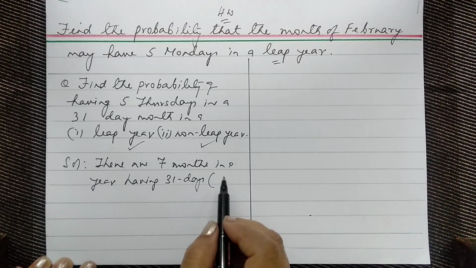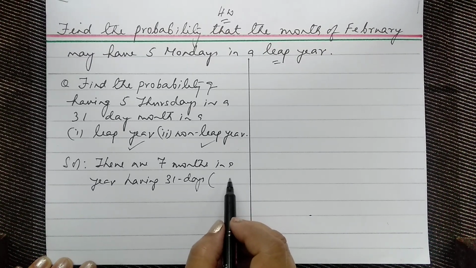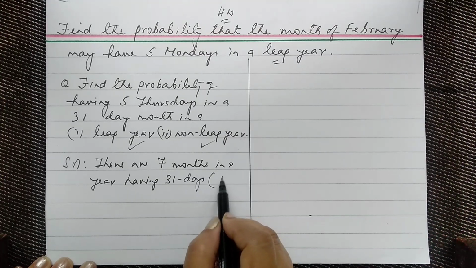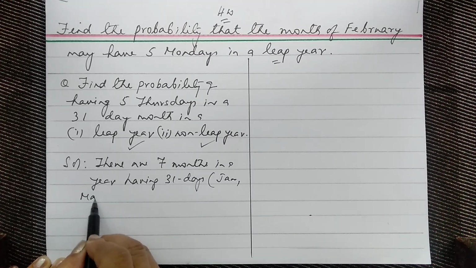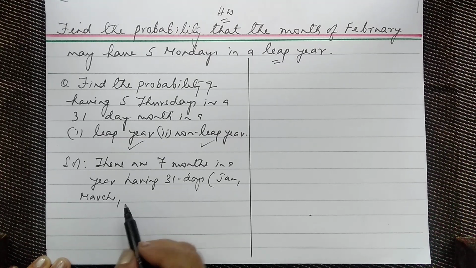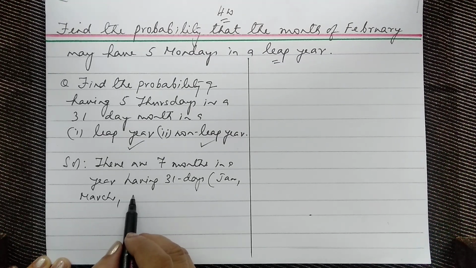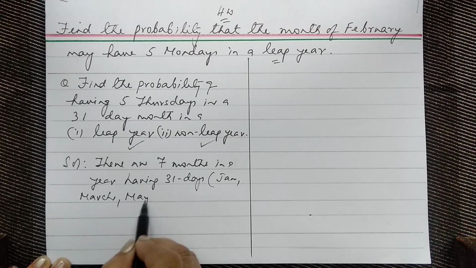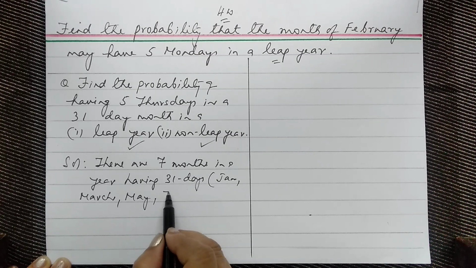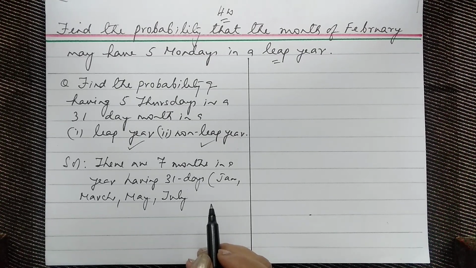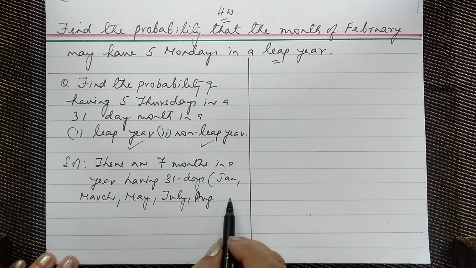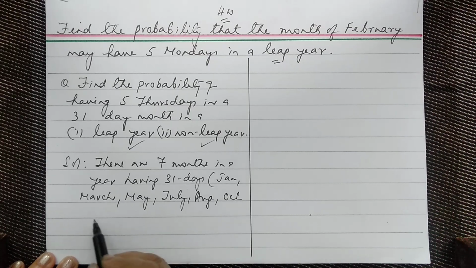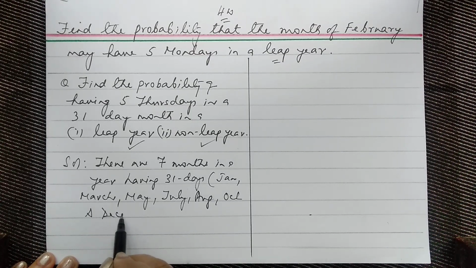What are they? Let's see. Let's start from Jan. We have Jan, we have March. We count them on our knuckles. I'm sure you understand that. If there is any other trick, do write to me in the comment box. I would love to know. August, October and December. Okay guys, so these are the months.